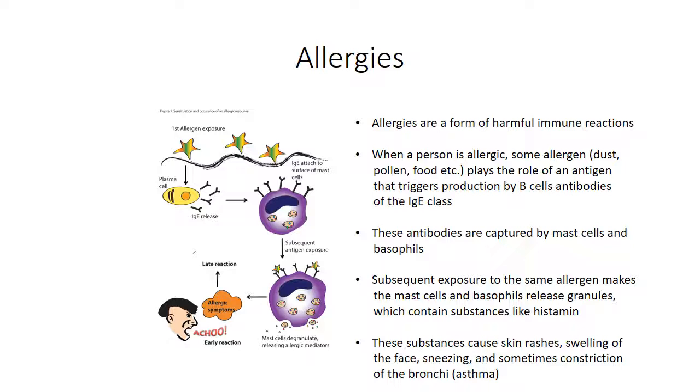If a person is allergic to some allergen, dust, pollen, components of some food, etc., then the allergen plays the role of an antigen that triggers production by B cells of antibodies of the so-called IgE class. I mentioned them earlier. Those are specialized antibodies. They have virtually no useful function. They don't target bacteria or viruses. They react with these allergens.